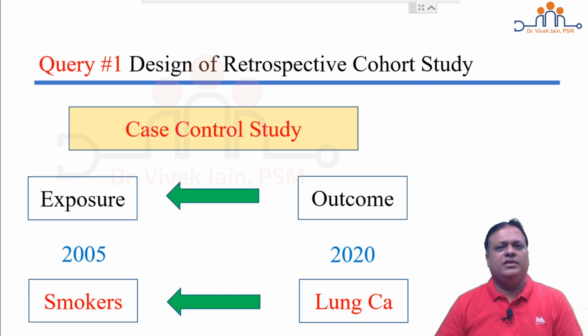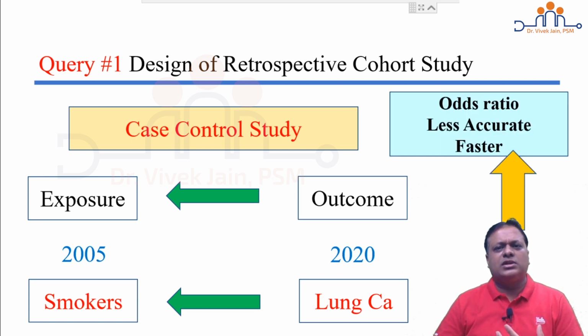History I can ask very fast. I don't have to waste 15 years of my life just like cohort study. So in this backward looking case control study, you cannot calculate relative risk. What is the strength of association you can calculate? That is odds ratio. Now if you compare cohort and case control study, cohort study gives you relative risk, which is more accurate.